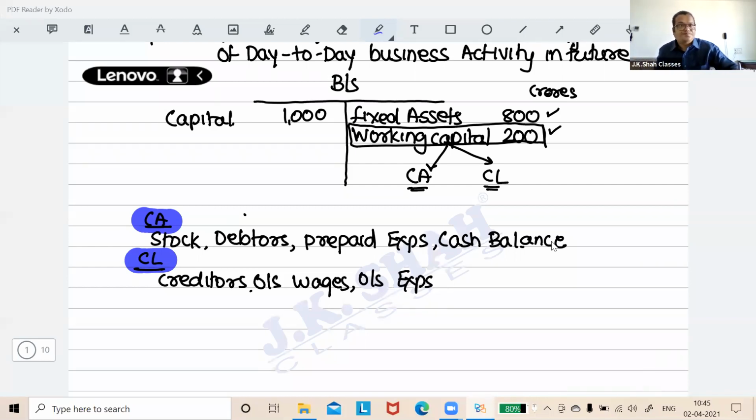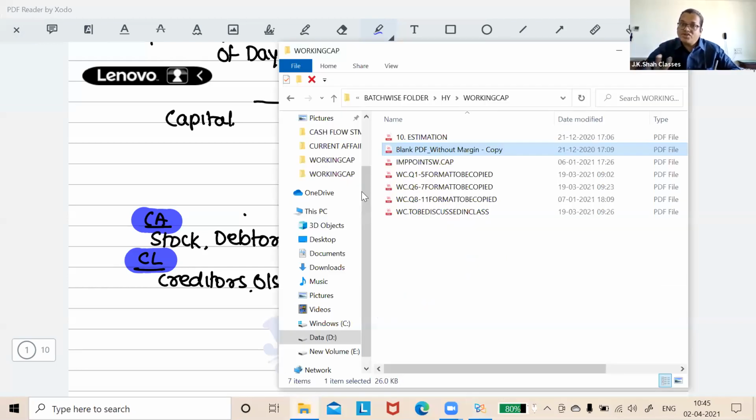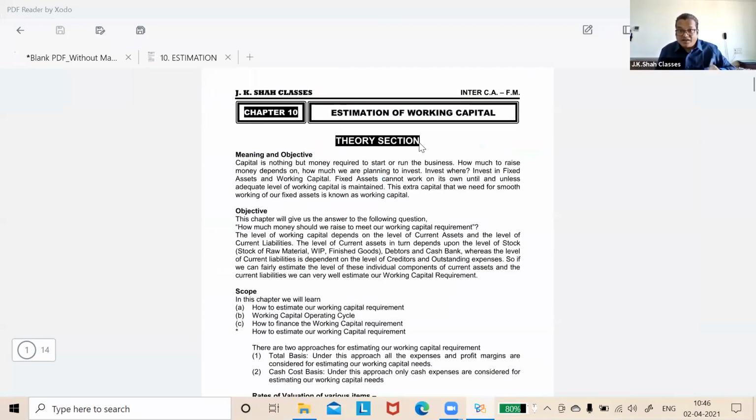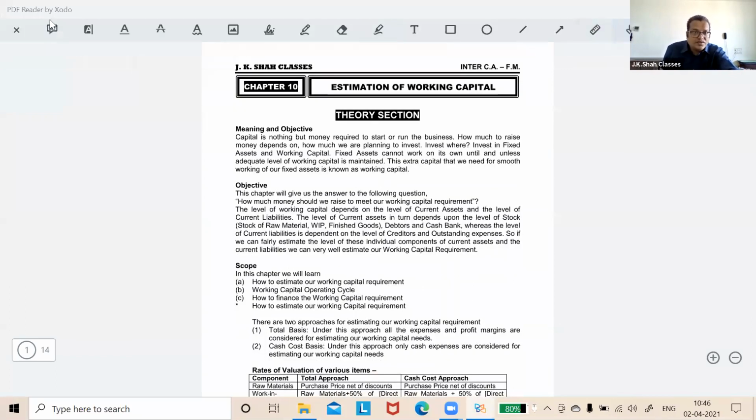Okay, friends. Now, the topic's name is estimation of working capital. But is just estimation sufficient? After estimating, you have to take some action also. I always tell my students that in your life, you might not have done any estimation of working capital, correct? But you have estimated a few things. One of the scarce things in your life, in case you're not aware, is time.